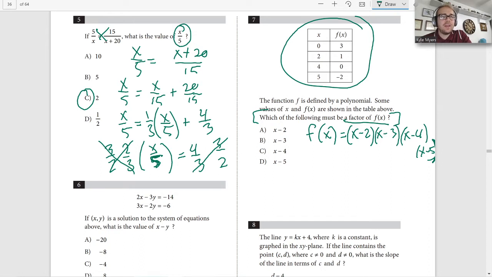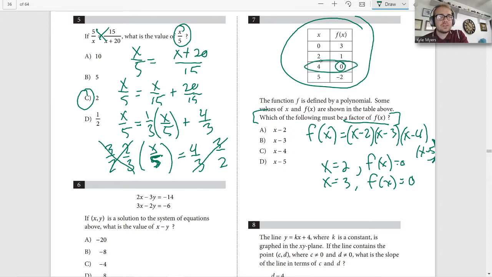So if that's a factor of f of x, then what that would mean is if x were equal to 2, then this would be 0. 0 times anything is 0, so f of x would be 0. If x minus 3 was a factor, and I plugged in 3, then f of x would be 0. So a factor is going to result in f of x equaling 0. f of x equals 0 right here. So that means that 4 must be the factor, which means x minus 4 would be the answer.